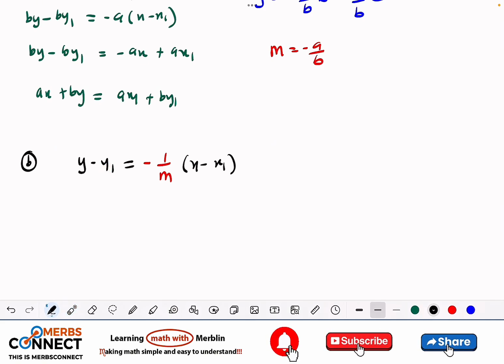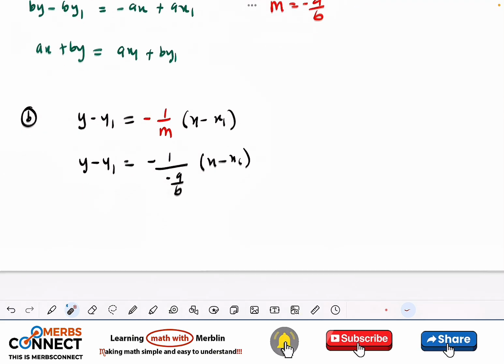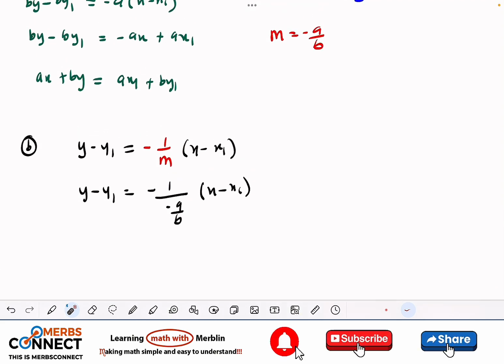What we just need to do is substitution. y minus y1 equals minus 1 divided by minus a divided by b, times x minus x1. So m is equal to this. So let's try and simplify.